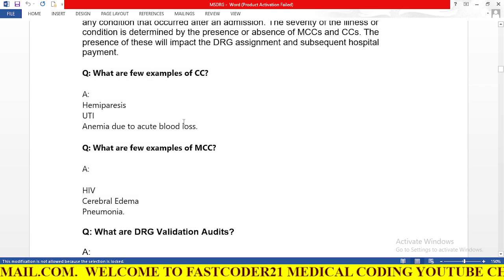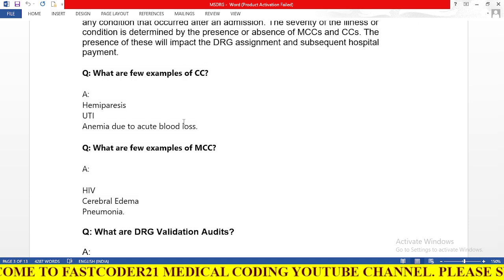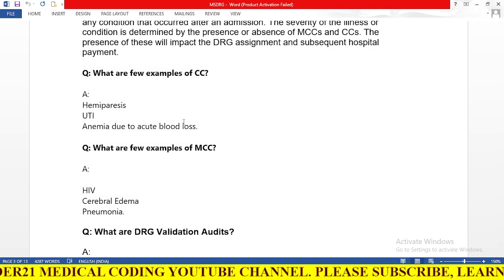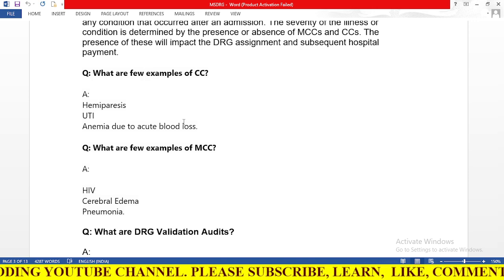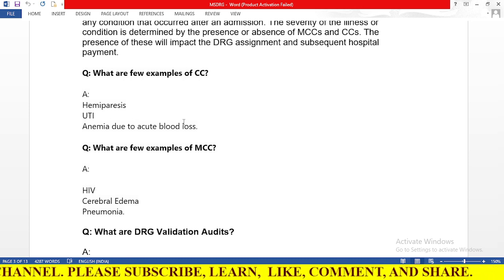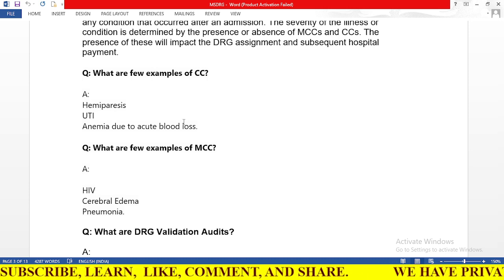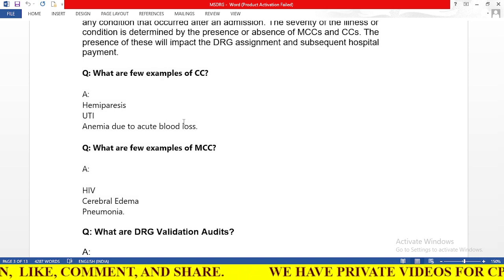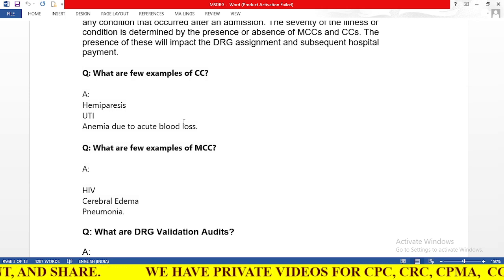What are a few examples of CCs? Bacteremia, hemiparesis, hematemesis, acute renal failure, UTI, and also chronic systolic heart failure. Whenever you see documentation using these conditions, you need to understand that these all come under CCs. What are the examples for MCCs? HIV, coma, cerebral edema, acute cerebral infarct, end-stage renal failure and so on. Whenever you see these types of conditions, you need to understand that it is an MCC condition, which will increase the DRG payment to the hospital.